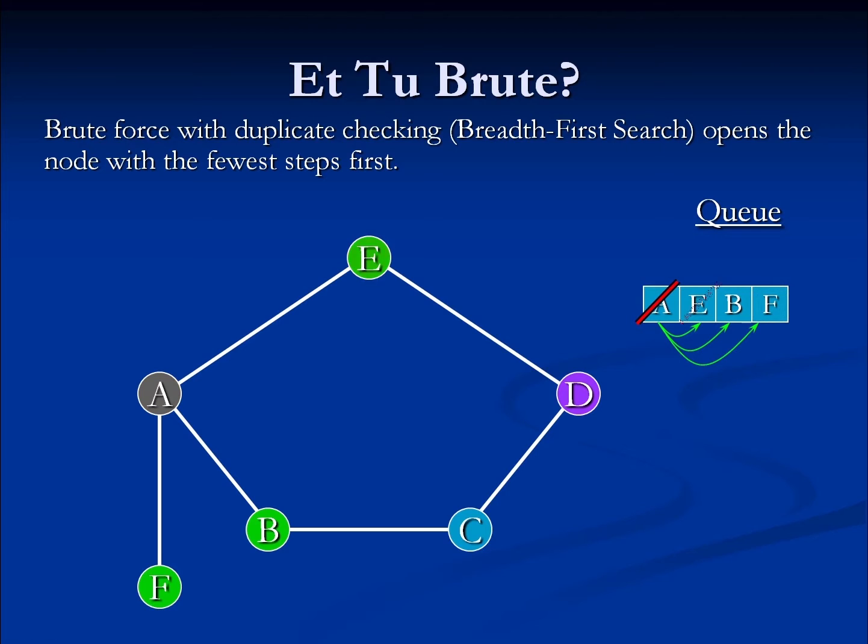Next we'll pull E off of the queue. E is not the goal, so we will look at all of its children. Its children are A and D. However, we've already visited A, so we will only add D to the queue. And then we're done with E.